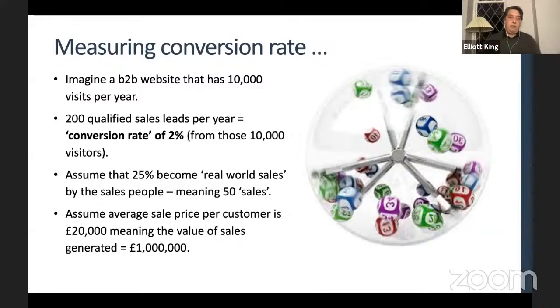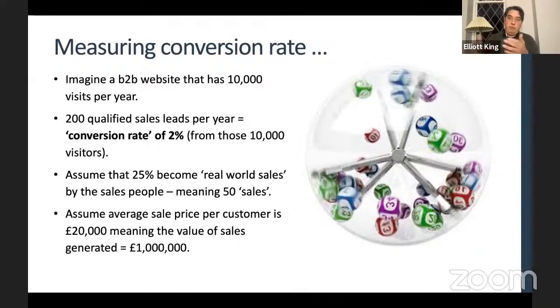If it's an e-commerce website and 500 people make a purchase from 10,000 visits, we might say that's a conversion rate of 5%. In this case, we'll talk about a conversion rate of 2%. If you want to go a bit further, like some B2B companies do, you can ask, of all of those qualified sales leads, how many actually became a customer? If we assume that's 25%, so of the 200 leads, 50 become customers, that might be a number we would want to keep track of.